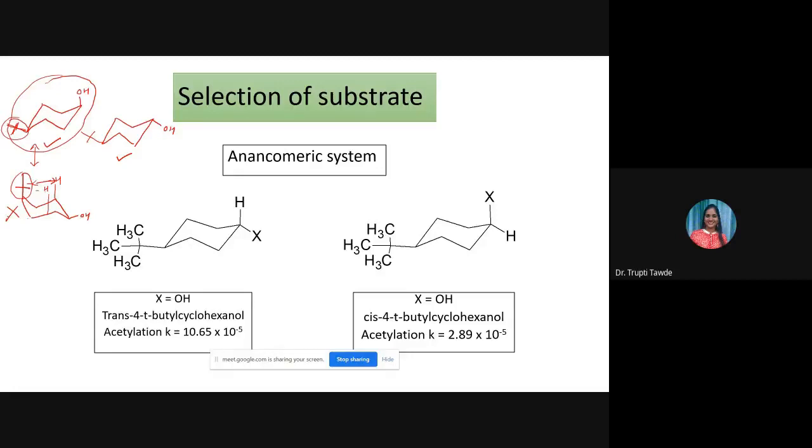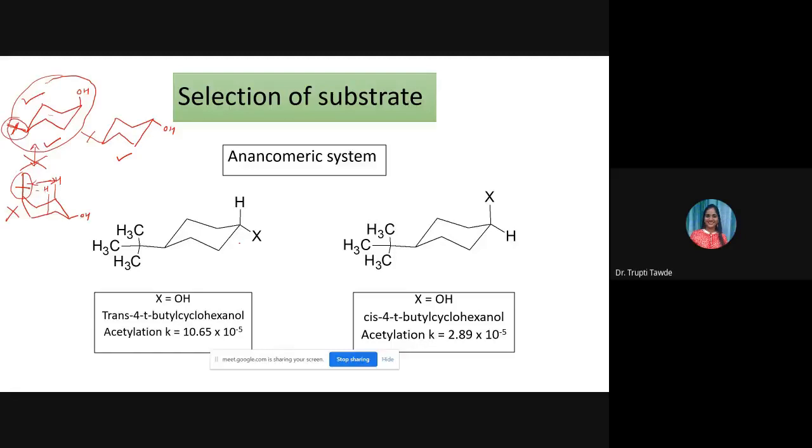So what will happen, in short, indirectly, all these groups will get locked in this location, because ring flipping is not possible. So we are going to make some temporary changes in the molecule so as to lock their locations, equatorial and axial locations, and hence we call this system as anancomeric system. So anancomeric system is the system which is made rigid by attaching some bulkier group, and this particular bulkier group will not allow this particular ring to undergo any kind of ring flipping process.